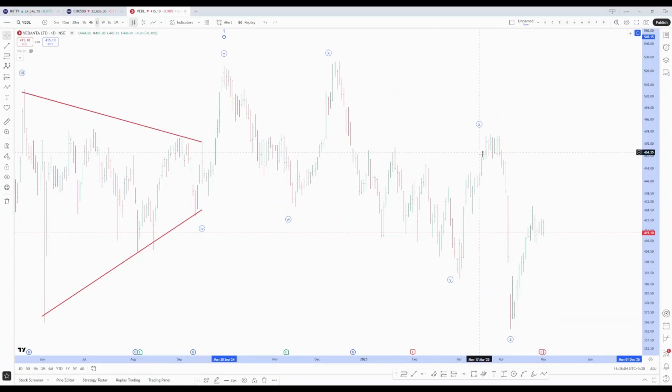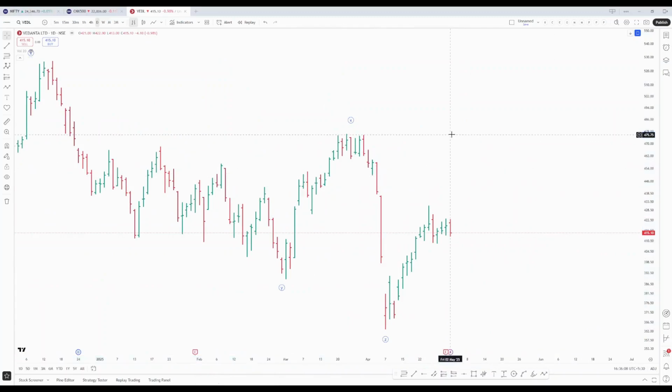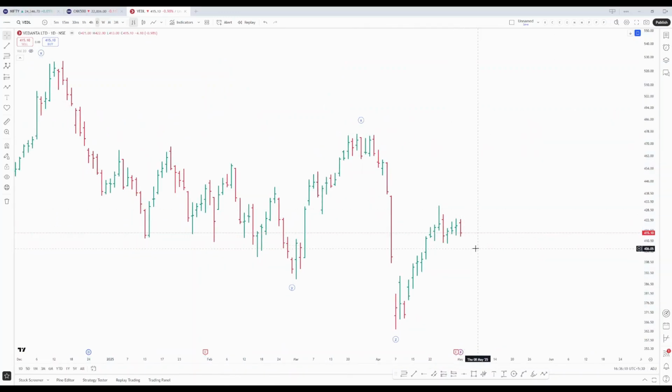W, X, Y, X and Z. Here we can see so far this is 1, 2, 3, and this is looking like wave 4 is going on. But it could also be ABC, 1, 2, 3, and then this is another 1, 2, 3 going on. So we don't know. It could be ABC, or it could be 1, 2, 3 and then 4th going on.